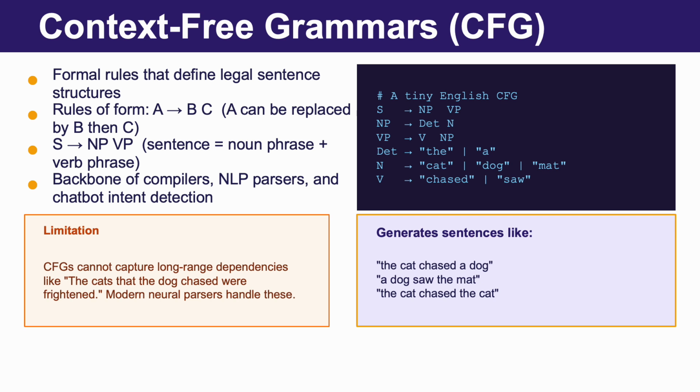A flight booking chatbot uses a semantic grammar that includes rules like: booking goes to "book a flight" followed by destination; destination goes to "to" followed by a city name. When a user says "book a flight to London," the grammar matches that. The chatbot immediately knows the user wants to book a flight, and the destination is London.